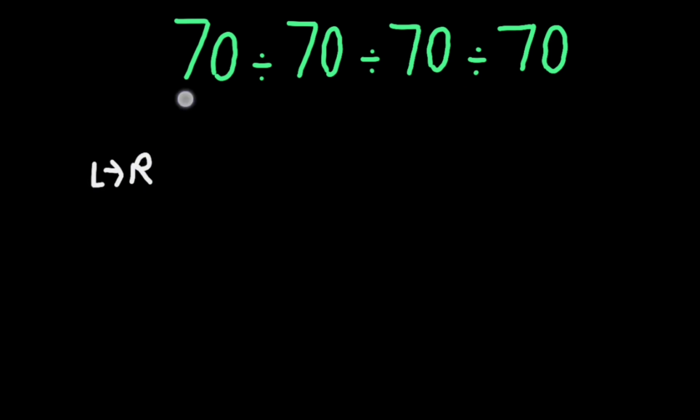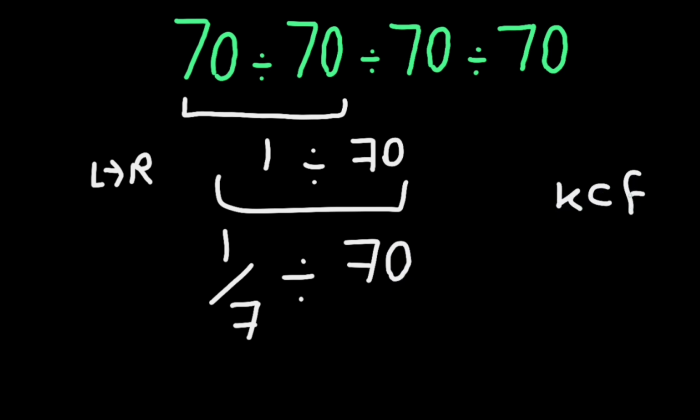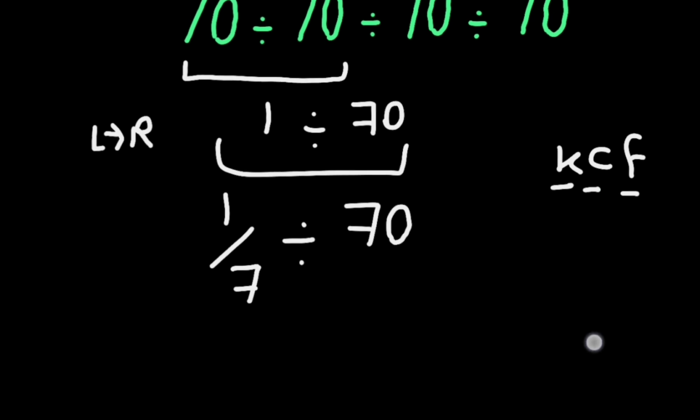Now, 70 divided by 70 equals 1. 1 divided by 70 equals 1 over 70. Now at the end we have 1 over 70 divided by 70. According to the KCF, that is Keep, Change, Flip, change division to multiplication and flip the next fraction.